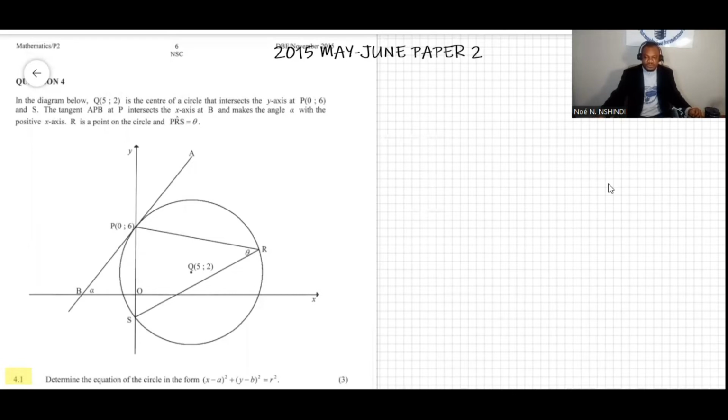(x minus a) to the power of 2 plus (y minus b) to the power of 2 equals r squared. Okay, that's the formula for the equation of the circle. So how can we do that? We want the equation of the circle in the form (x minus a)^2 plus (y minus b)^2 equals r squared. So what do we know from the equation here? We know that a and b stand for the coordinates of the center of the circle.